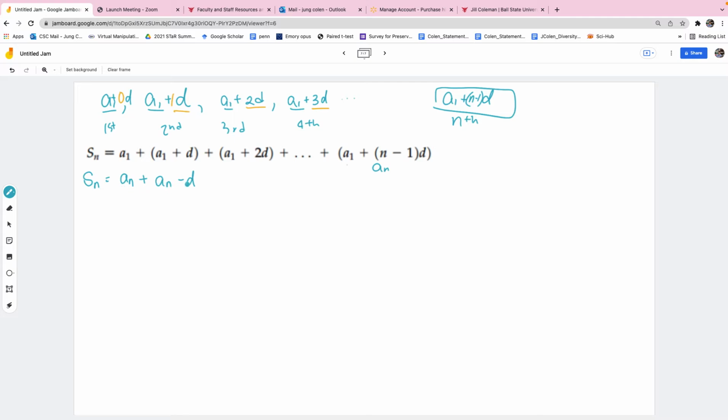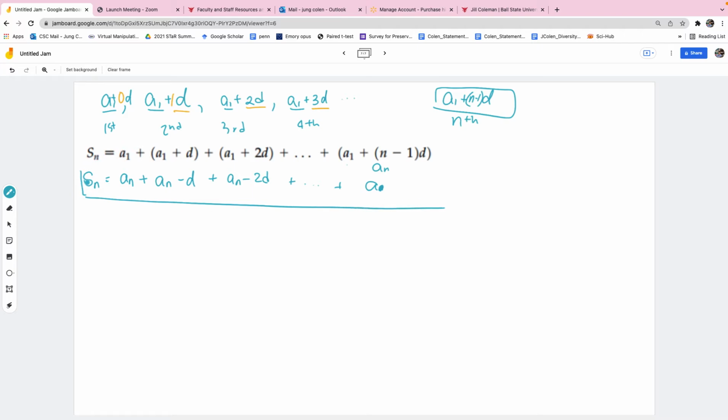So a sub n minus d, and the next one will be a sub n minus 2d, because I'm subtracting d from this number, and so on and so on. So the last one will be a sub 1, right? Going backwards, the last number is a sub 1. So if I add these two together, let's see what's happening.